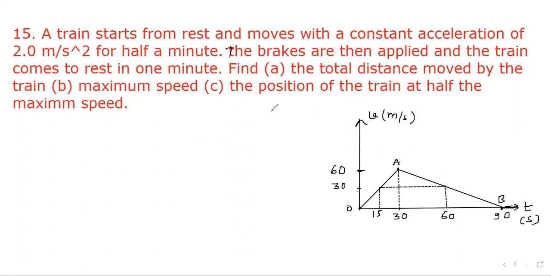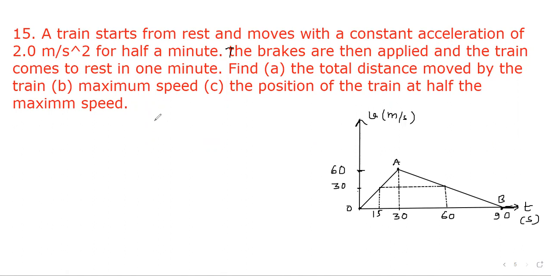Now we have to find out the total distance moved by the train. Second, the maximum speed attained by it. Third, the position of the train at half the maximum speed. So let's evaluate it.